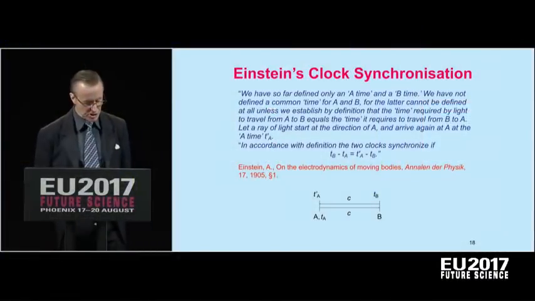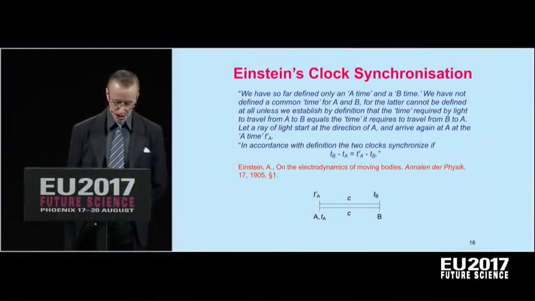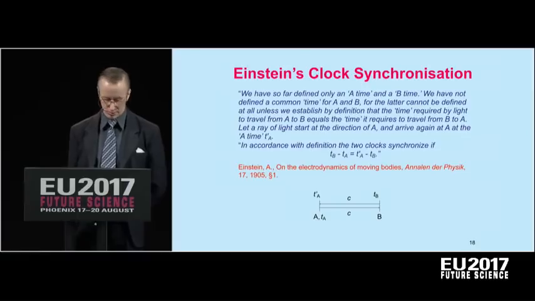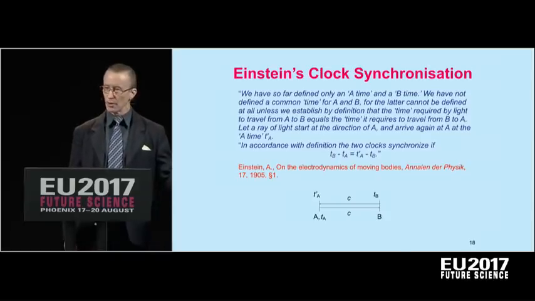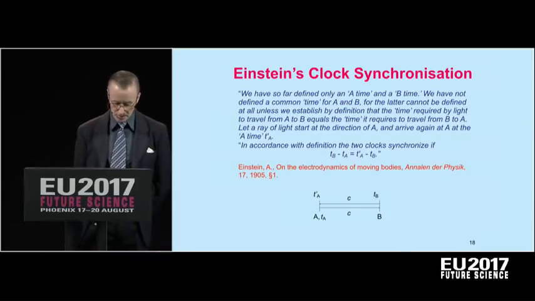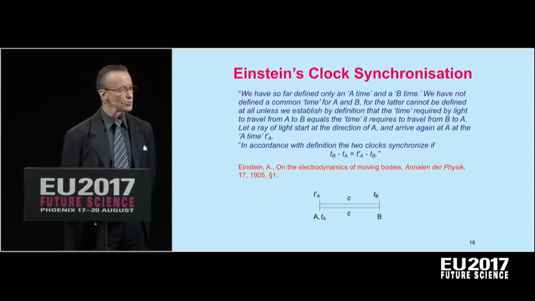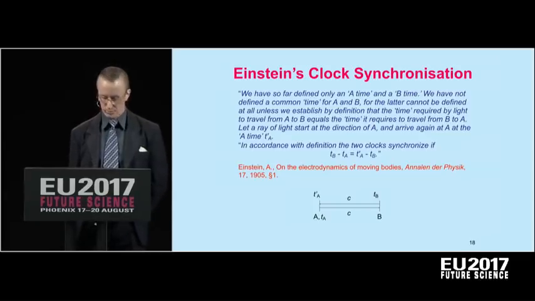Let's have a look at how he sets up clock synchronizations. We'll read again from Einstein so there's no doubt. We have so far defined only an A time and a B time. He's got a time at A and he's got a time at B, righto? We have not determined a common time for A and B. This is where he wants to get his synchronizing clocks, right?